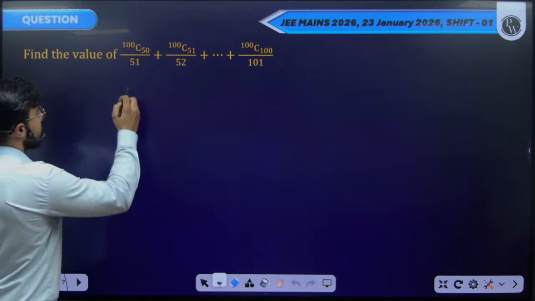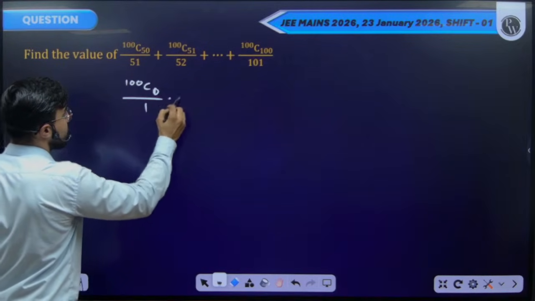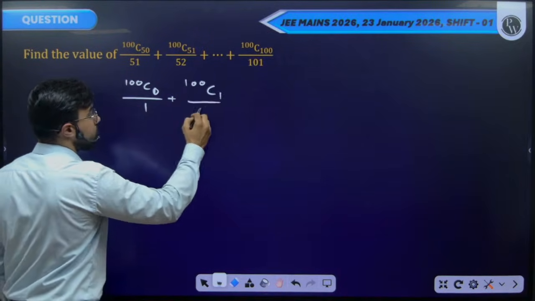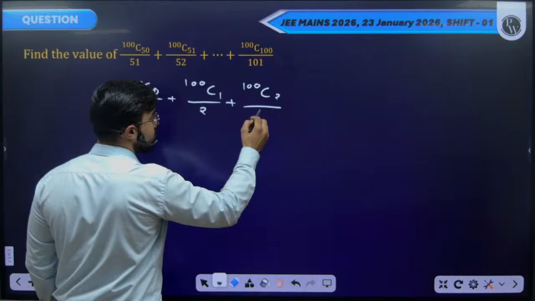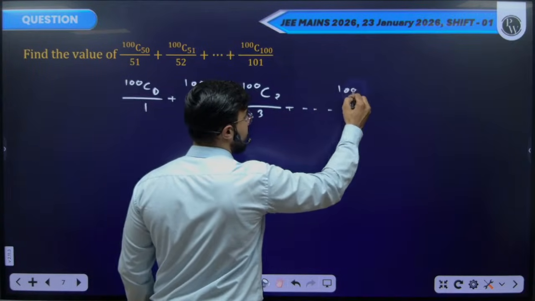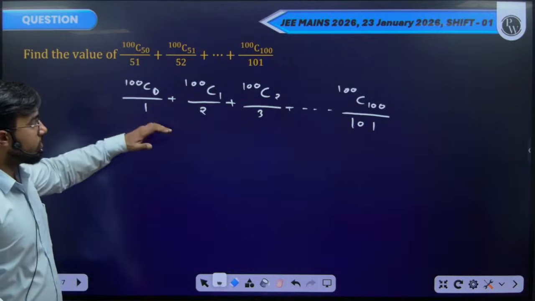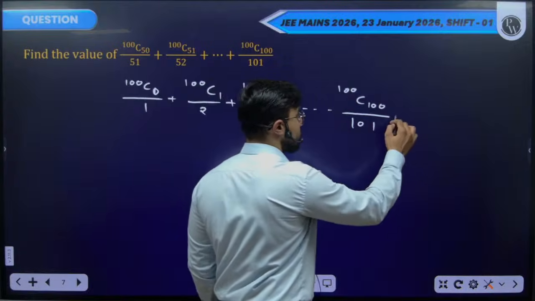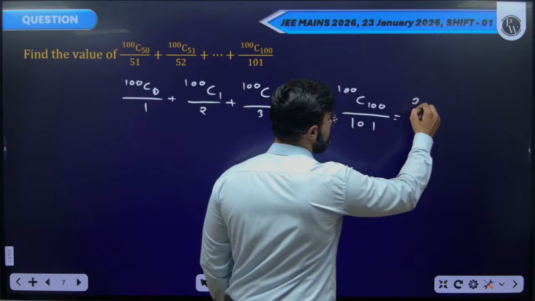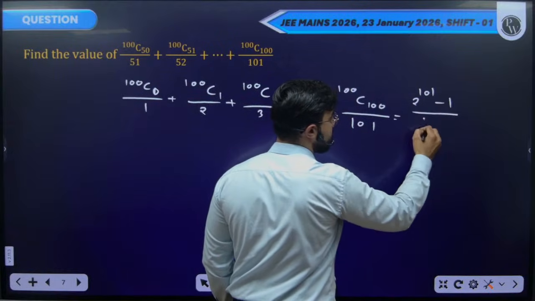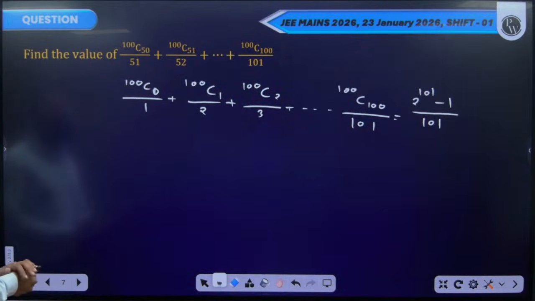Now see, if I write this term: 100C0 upon 1 plus 100C1 upon 2 plus 100C2 upon 3 up to 100C100 upon 101. We have to remember this property. We have seen this property many times in the binomial and permutation chapter. So this is 2 power 101 minus 1 upon 101. This is the value we have. Now we have to find this value.